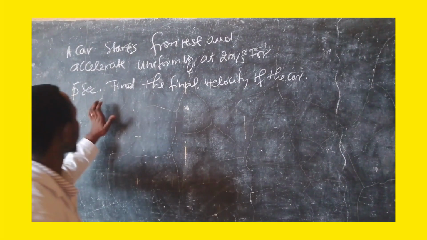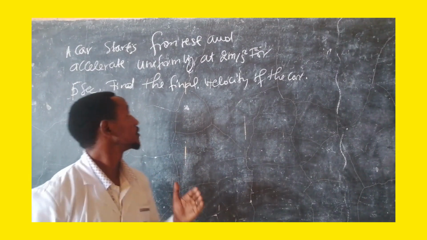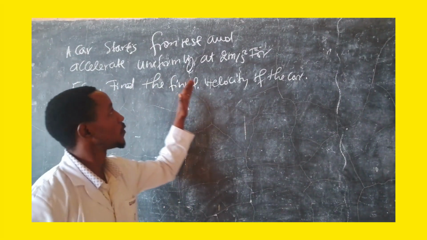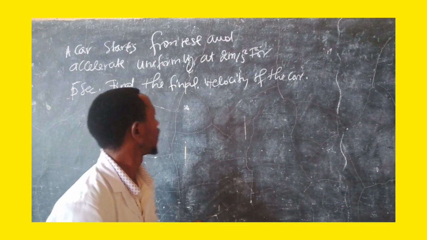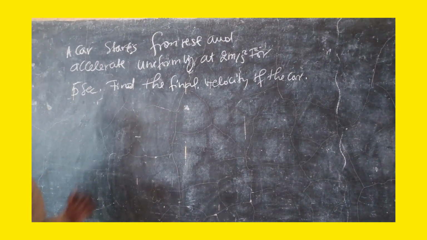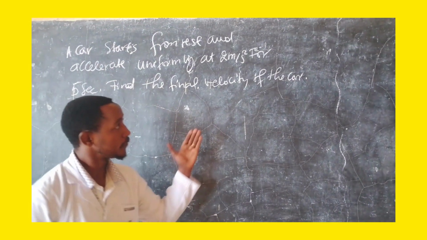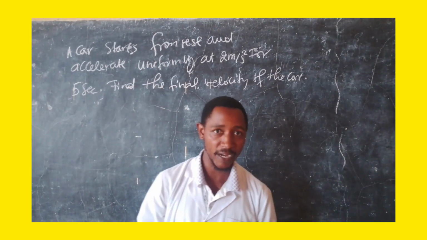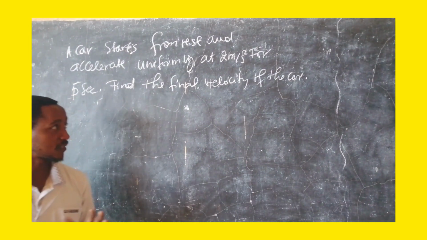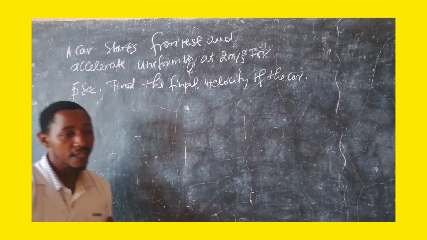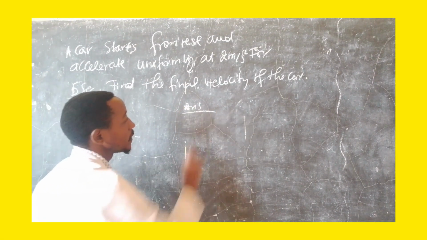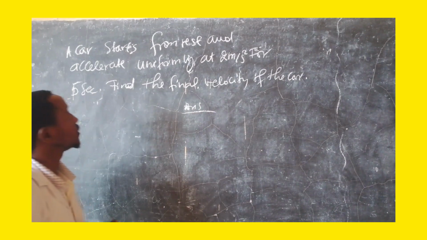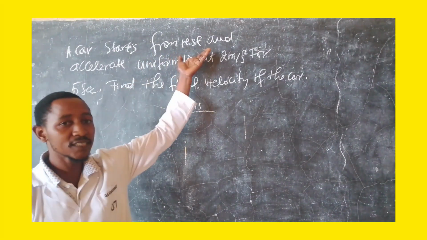Okay, a car starts from rest and accelerates uniformly at 2 meters per second squared for 5 seconds. So find the final velocity of the car. So how do we solve a question like that? For that, the car moves, and if it moves, it goes from the first to the second position. So it moves from rest.